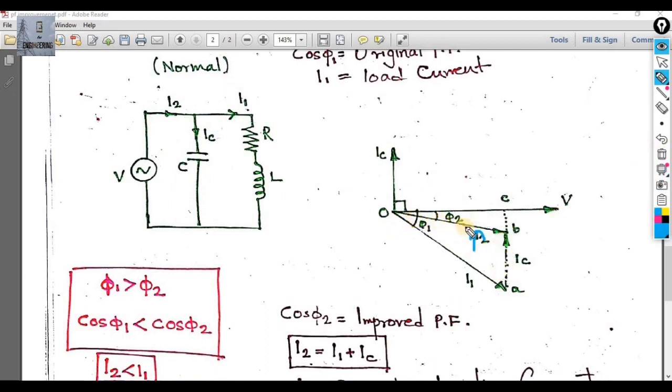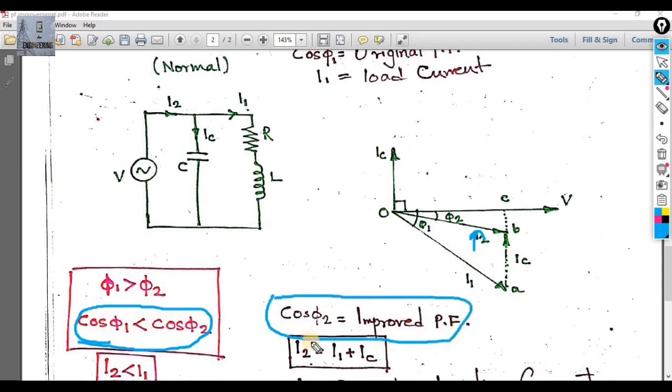For this, a new angle is created between the voltage and I2, that is phi 2. You can clearly see that phi 2 is less than phi 1. So cos phi 2 is greater than cos phi 1. Here we can see that the power factor is improved. Cos phi 2 is the improved power factor, and I2 is the total load current, which is the summation of I1 plus IC.